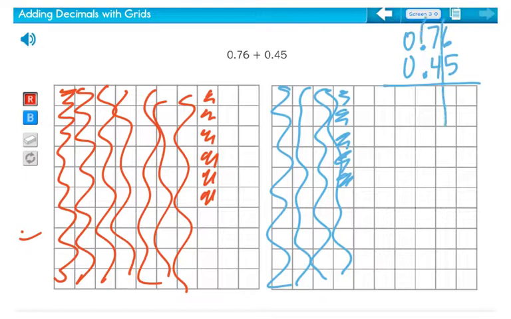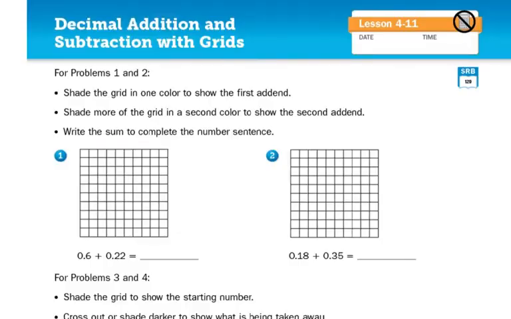I line up the hundredths, the tenths, and the decimal point. 6 plus 5 is 11. Carry my 1. 1 plus 7 is 8, plus 4 is 12. Carry my 1 over to the next place value, which is one whole grid. So 1 and 21 hundredths is filled.